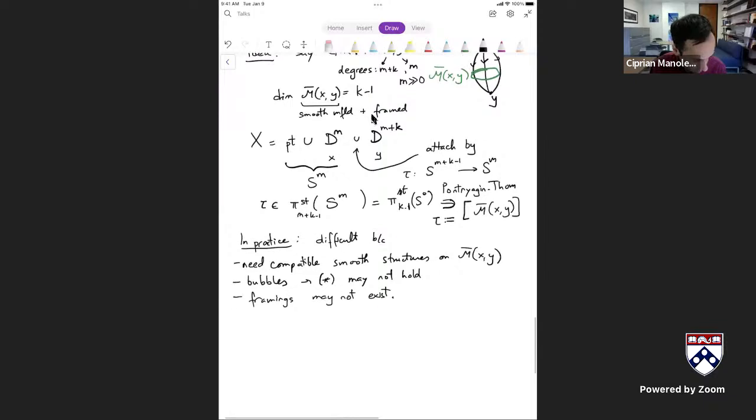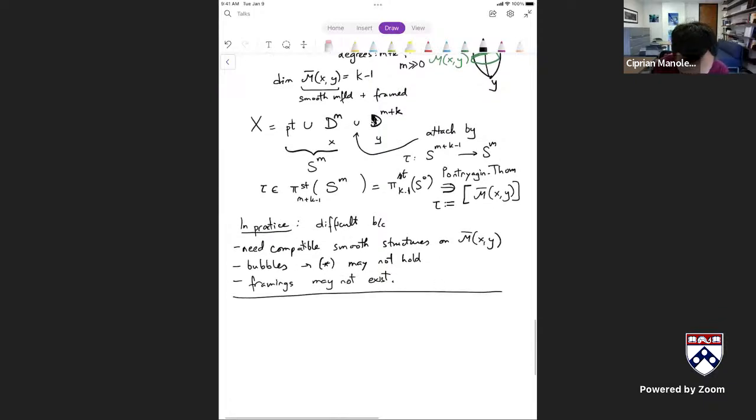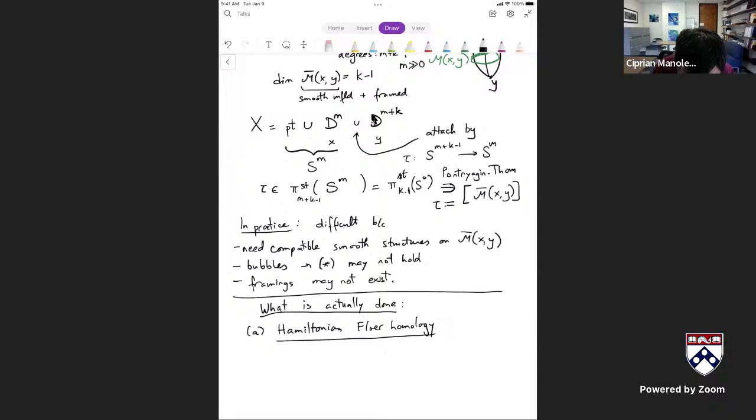Okay, all right. So let me tell you what is actually done in practice to construct the spectra and when it was done. It was done for some of the Floer homologies and not for others. So for example, for Hamiltonian Floer homology, this is the relatively recent work of Abouzaid and Blumberg from last year.